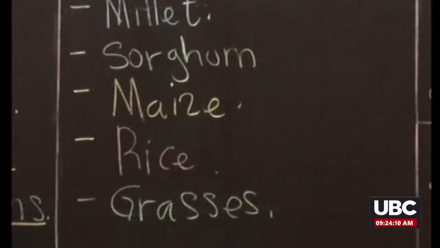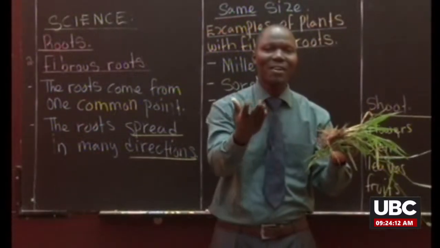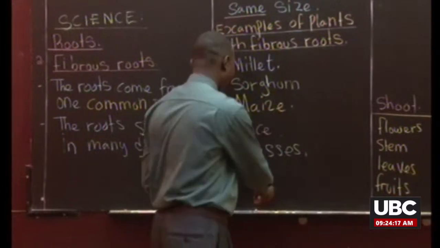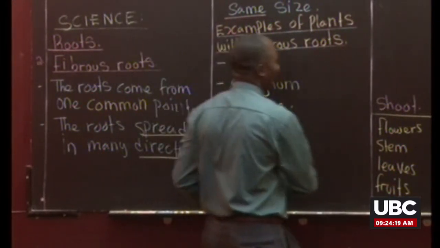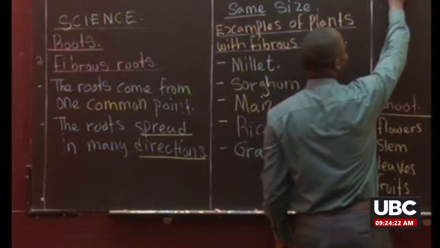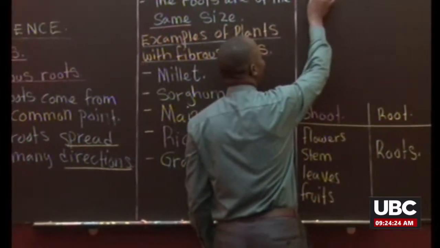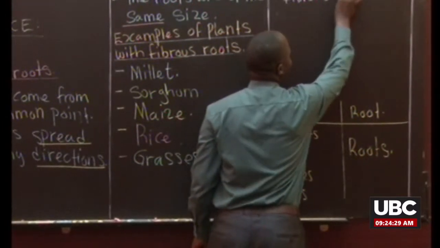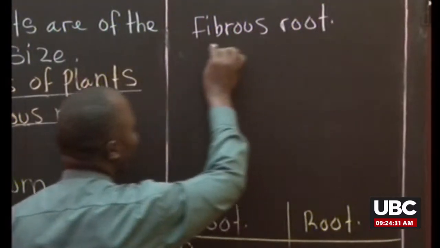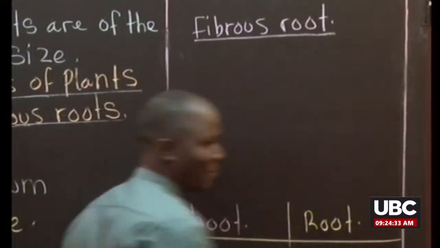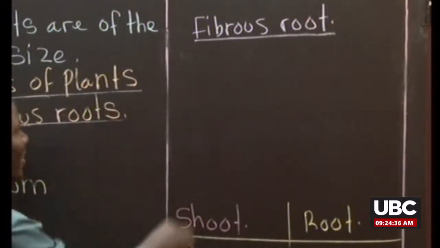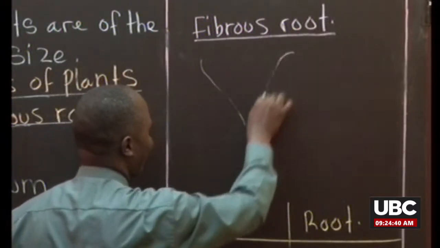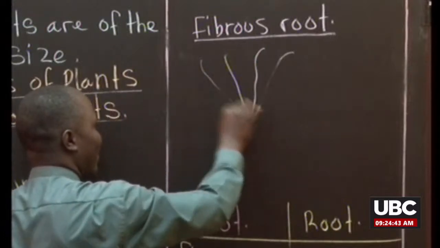Can we try to draw? Yes, we can draw a fibrous root system. Let's try to look at what we would call the structure. Let's just say we are looking at our fibrous root. How is it going to look, children? We are going to draw our grasses. This is our grass. Let's take the grasses.